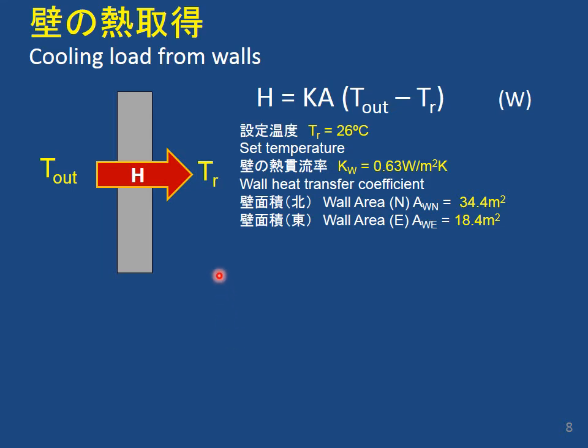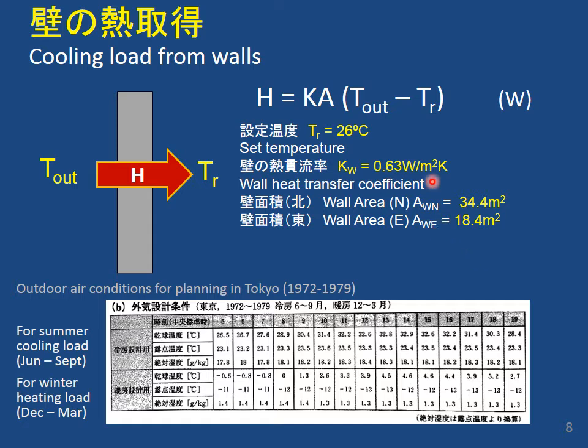Now in this case, for this room, our set temperature is 26. This wall is a concrete wall, and the heat transfer coefficient is 0.63. And we know the area of the north wall and the east wall. But we need the outdoor temperature. So we're doing a case for Tokyo. And these are some kind of average temperatures. These are temperature, dew point temperature, and absolute humidity for summer in Tokyo.